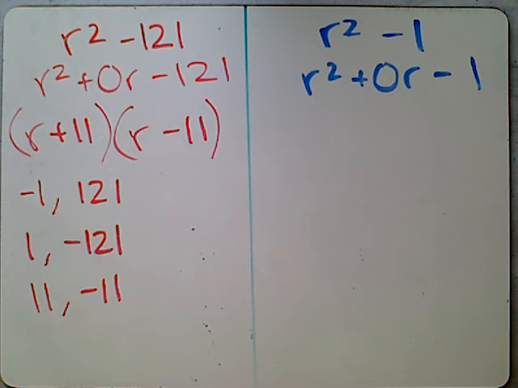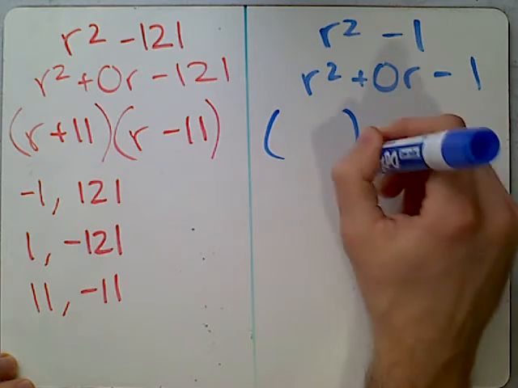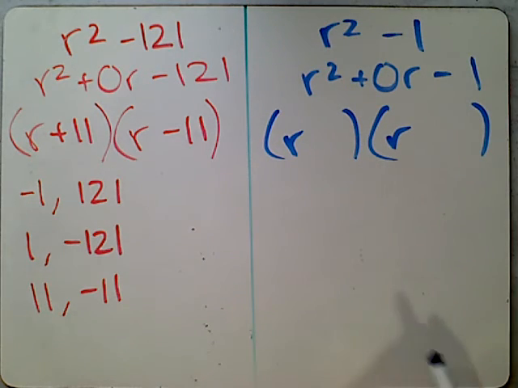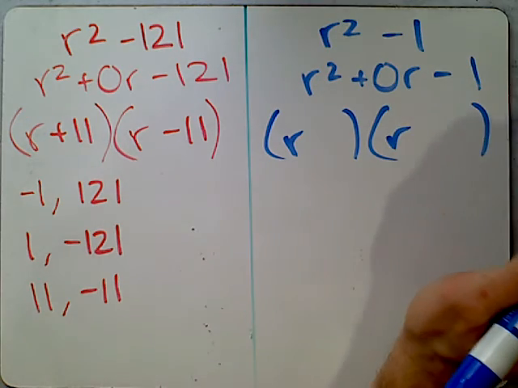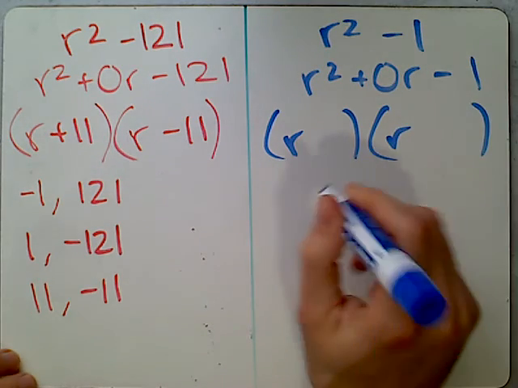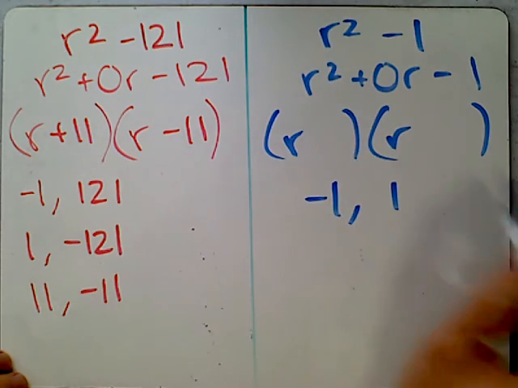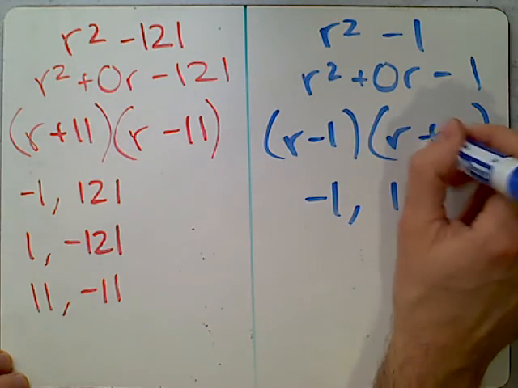The one in blue here, we again are looking to set up parentheses. We'll put the variable r here, and we're looking for factors of negative 1 that add up to 0. The only factors of negative 1 that exist are negative 1 and positive 1. So we can go right to our answer of r minus 1 and r plus 1.